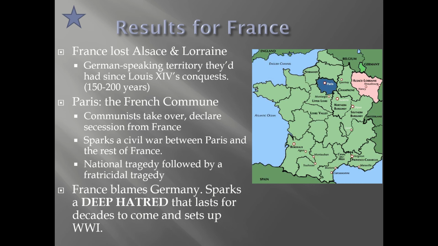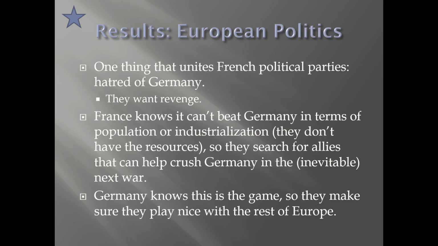Okay, so our ultimate results. The one thing that's going to unite French political parties is that they hate Germany. They want revenge. The communists don't agree with the conservatives. There are all kinds of different political parties in France that want different things, but they all can agree that they hate the Germans and they want revenge on Germany.